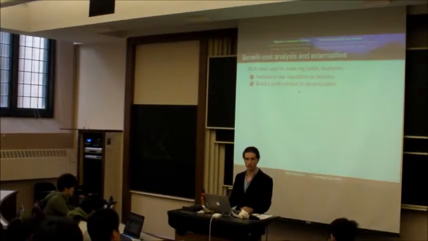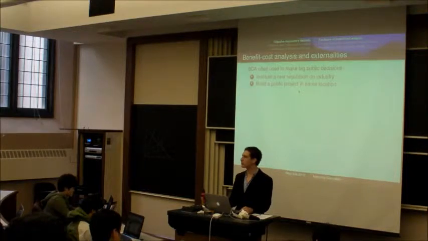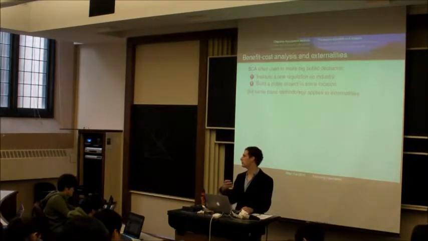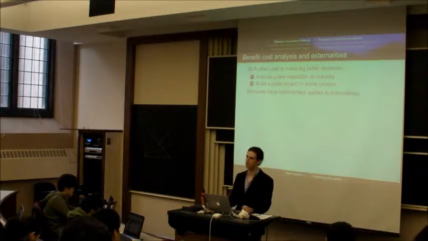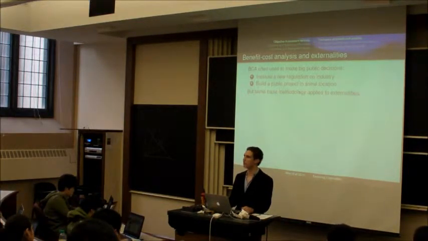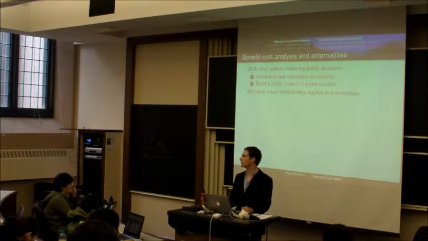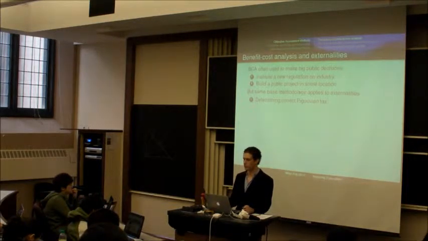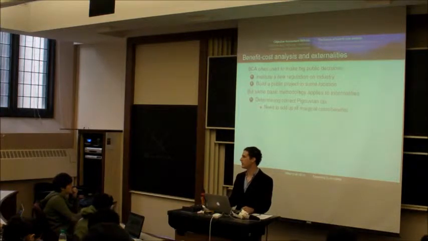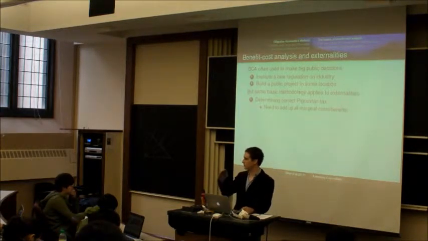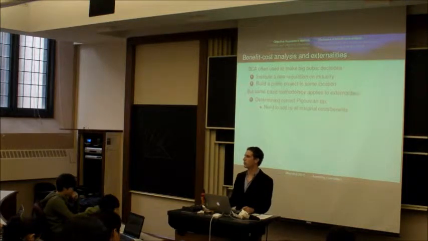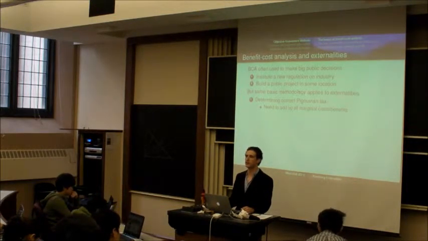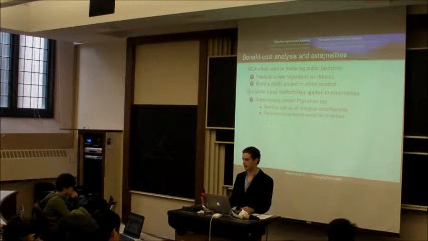analysis of that regulation. If they want to build a public project in some area, they have to do a benefit cost analysis of the value of building it there. But the same basic methodology can be applied not just to these sort of public projects or regulations, but to assessing externalities. So, for example, determining what the correct level of Pigouvian tax is requires you to add up all the marginal costs and benefits associated with the activity to figure out what the overall marginal harm is, what the overall real externality is, so this can be charged as the Pigouvian tax.